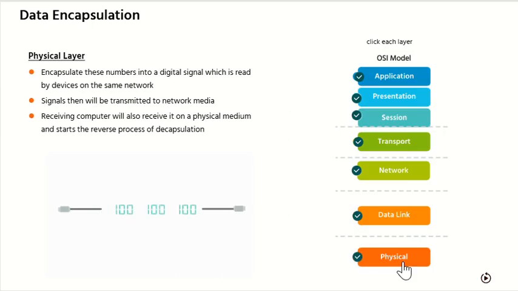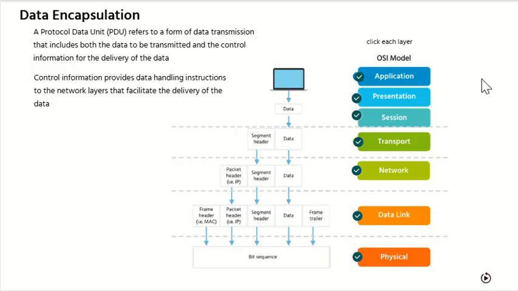The frame must be put into a digital signal. A frame is a logical group of ones and zeros. The physical layer will encapsulate these numbers into a digital signal, which is read by devices on the same network. The signals then will be transmitted to network media. When the data is sent through the physical medium, the receiving computer will also receive it on a physical medium and start the reverse process of decapsulation.